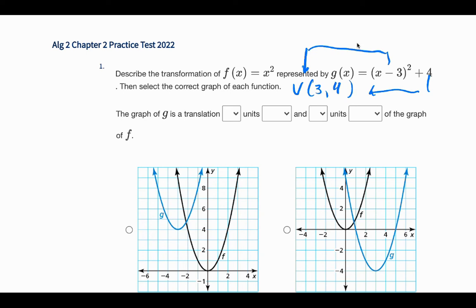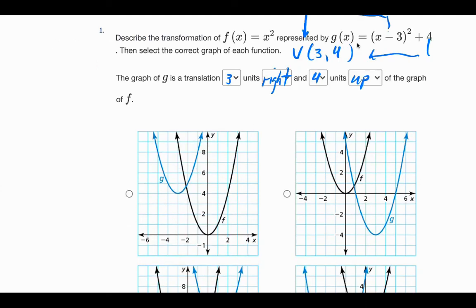So if we look at this, we know that we are going to go 3. Now remember, you're going to go the opposite way. So we're going to go right, even though it makes sense that negative would go left. And then we're going to go 4. We're going to stay the same, so we're going to go 4 up.